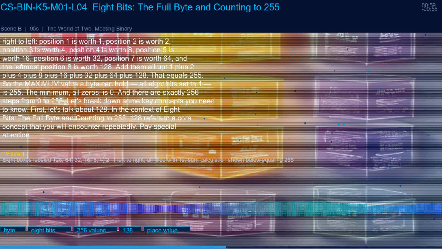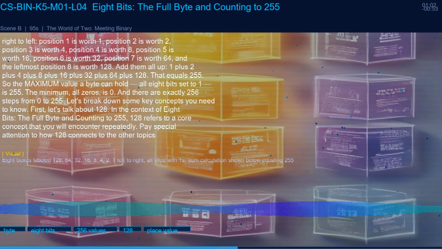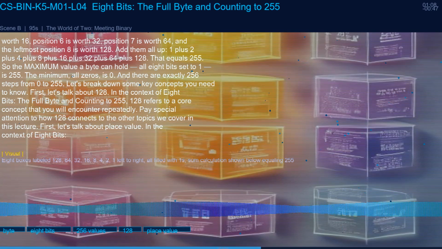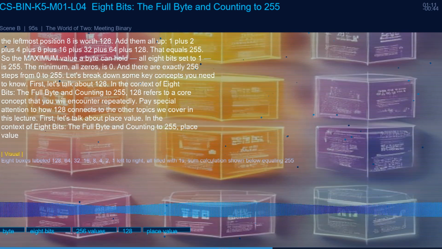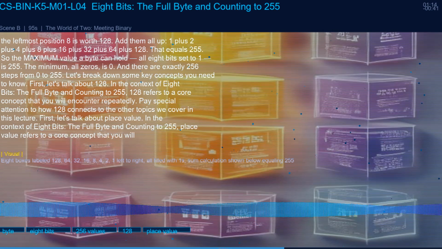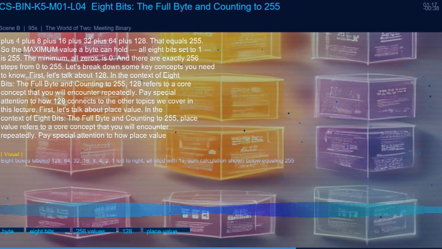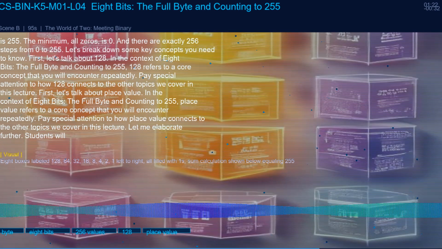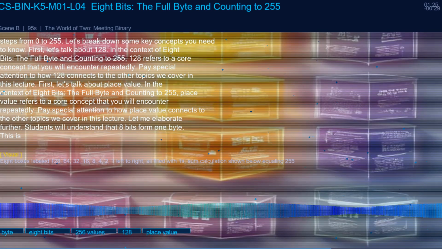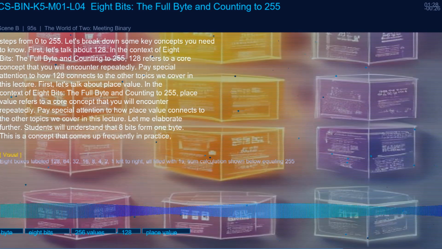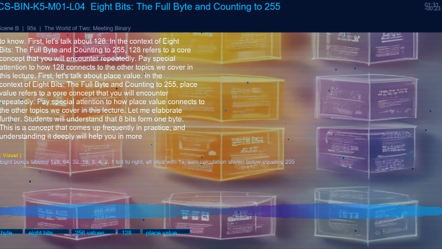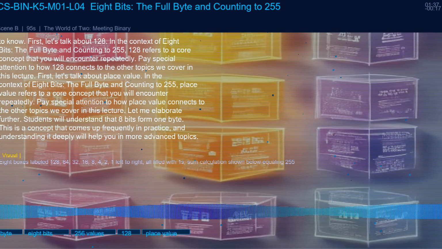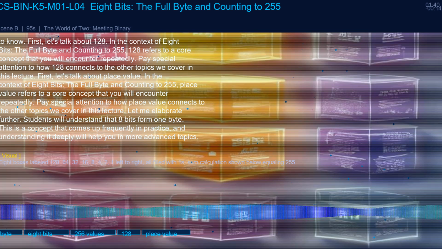Let's break down some key concepts you need to know. First, 128 and place value. In the context of 8 bits, the full byte and counting to 255, these are core concepts that you will encounter repeatedly. Pay special attention to how 128 and place value connect to the other topics we cover in this lecture.